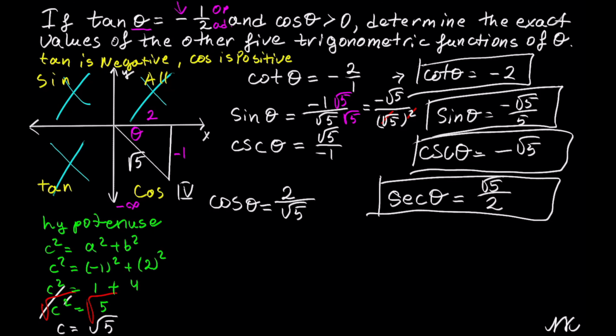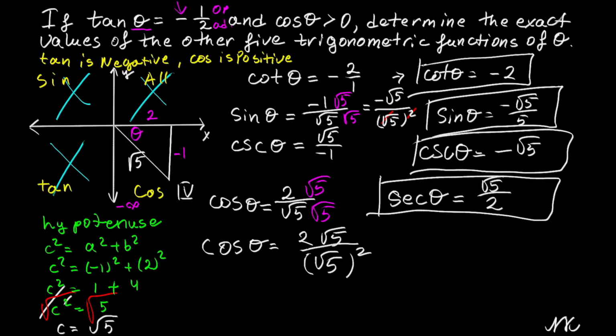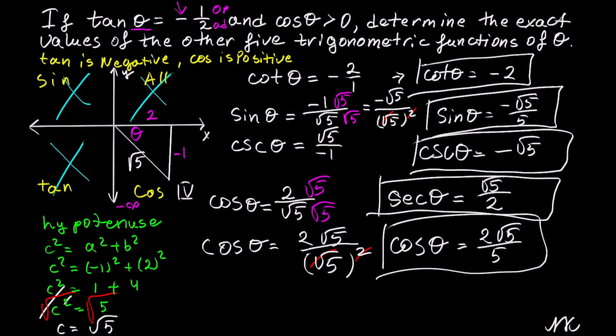So to rationalize cosine, we need one more factor of radical 5 in the denominator. Whatever we do to the denominator, we need to do the same thing to the numerator. And we get cosine of theta is 2 radical 5 out of radical 5 to the second power. Square root and the second power will cancel. And we get cosine of theta is equal to 2 radical 5 out of 5. And this is our solution. That's all.